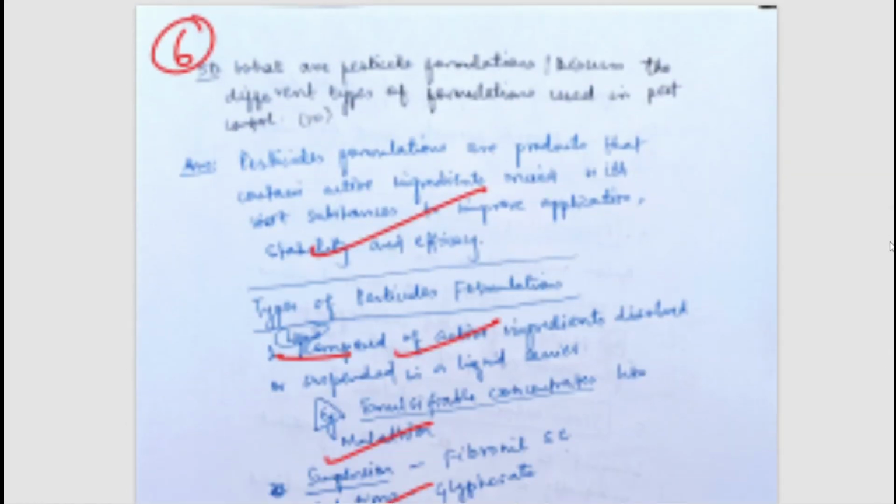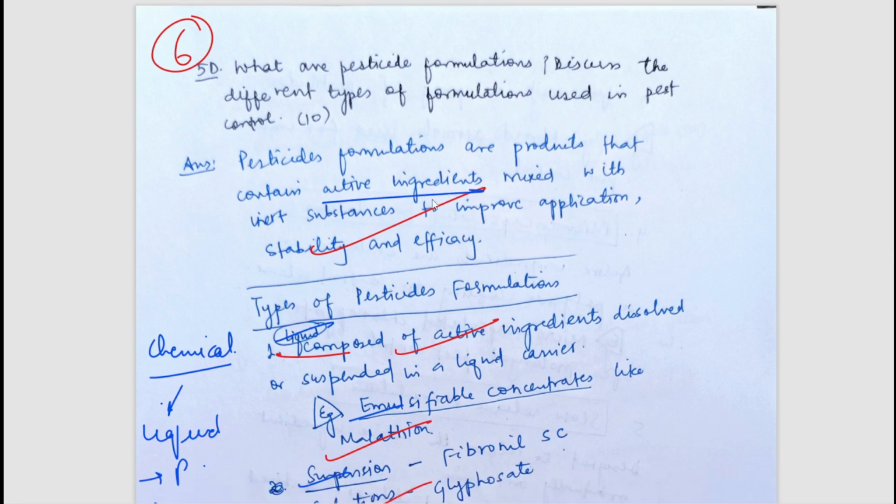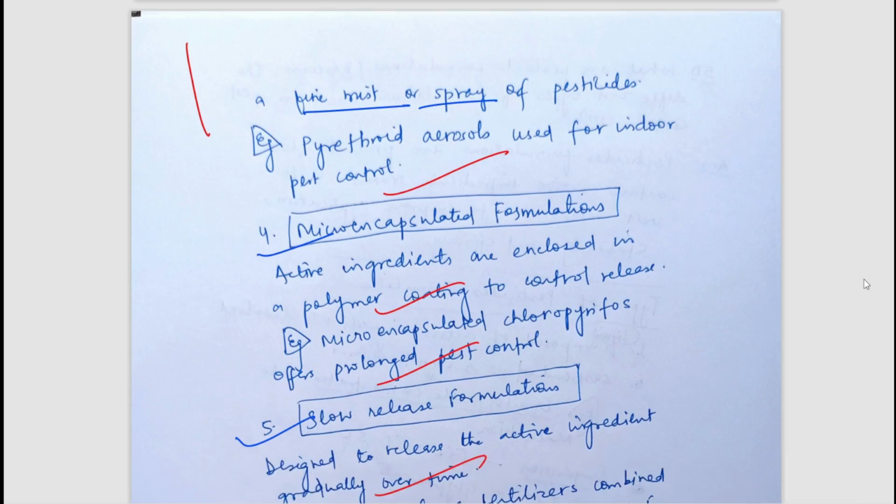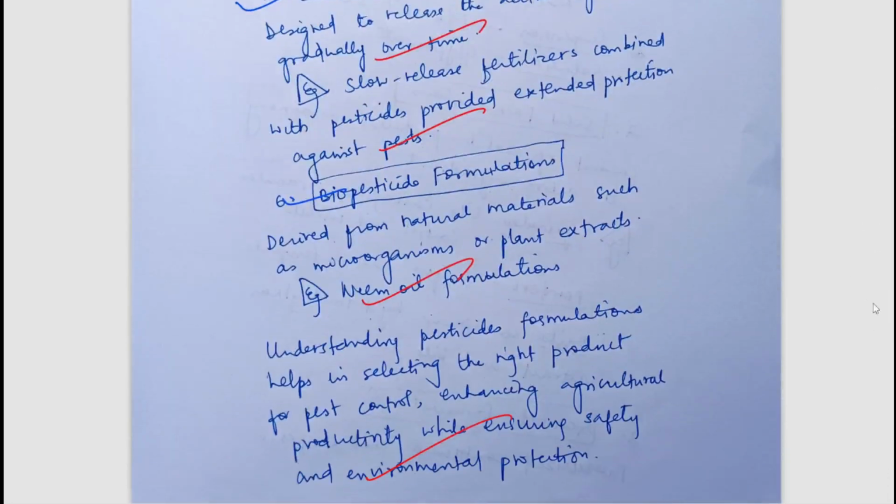So in formulations what happens, the active ingredients are mixed with inert ingredients so that the pesticide's efficiency is improved, and it is stable at environmental temperatures. So all these things you should know, and you can simply pause and read it. Now let's move to the next question.